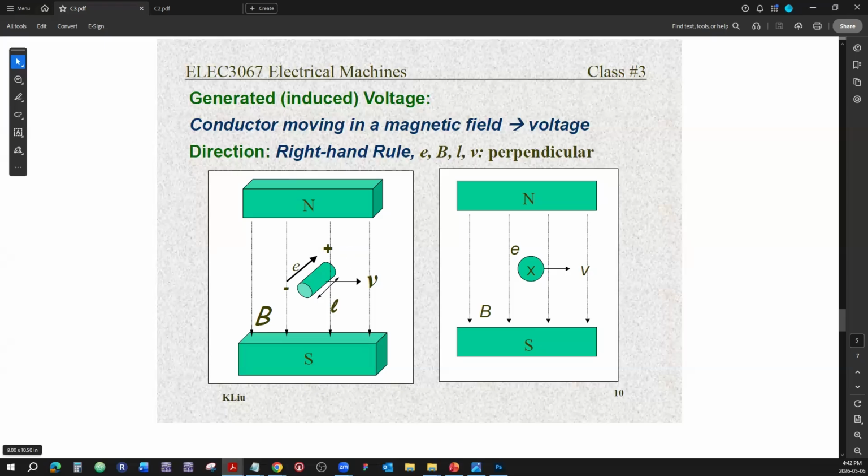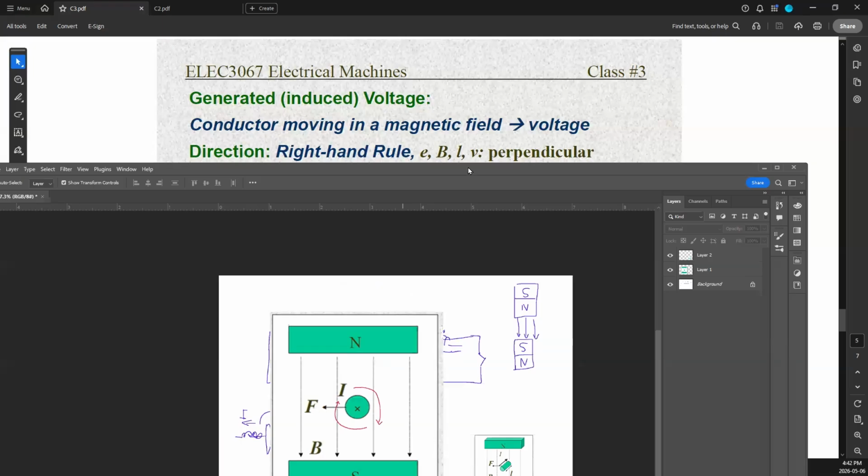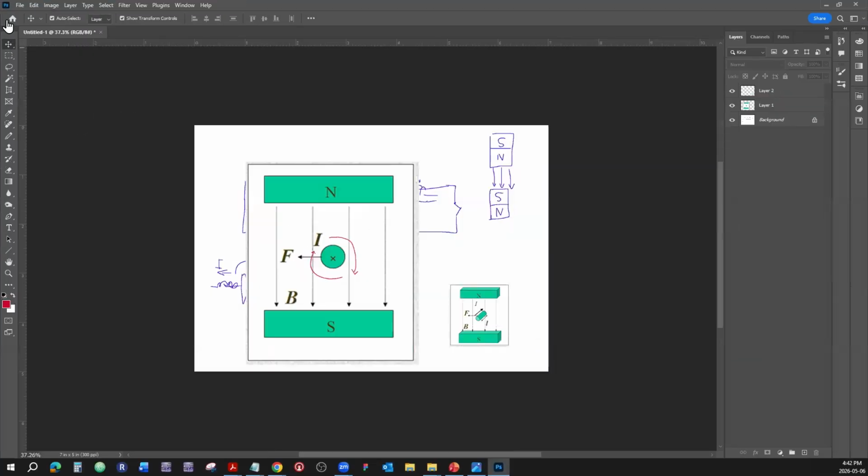Now, here's something that we really have to understand. Let me just create a new file here, a new page.